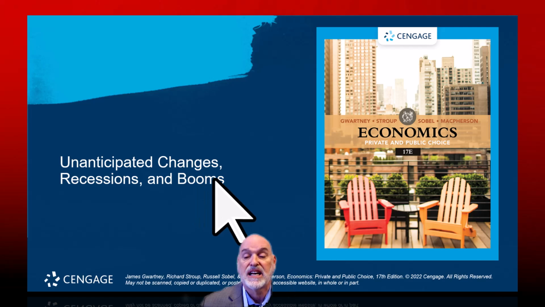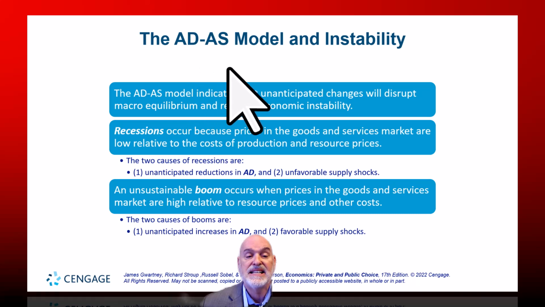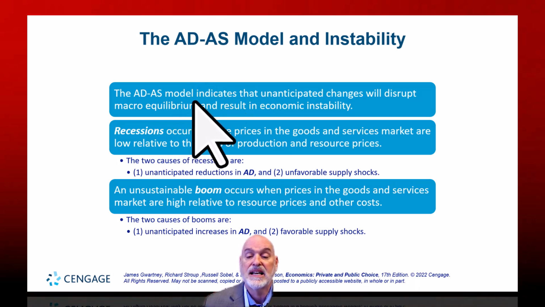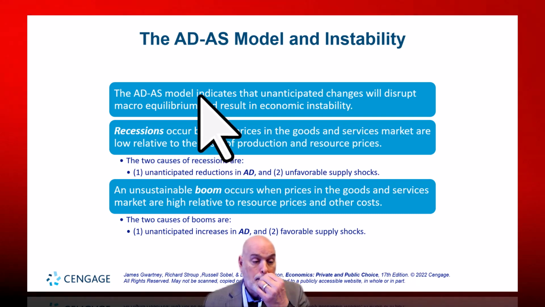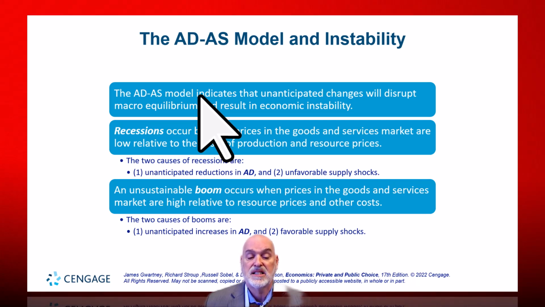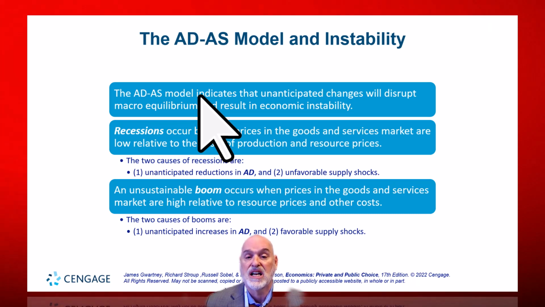Unanticipated changes, recessions, and booms. The ADAS model and instability. The ADAS model indicates that unanticipated changes will disrupt macro equilibrium and result in economic instability. Recessions occur because prices in the goods and services market are low relative to the cost of production and resource prices. The two causes of recessions are, number one, unanticipated reductions in aggregate demand, and number two, unfavorable supply shocks.